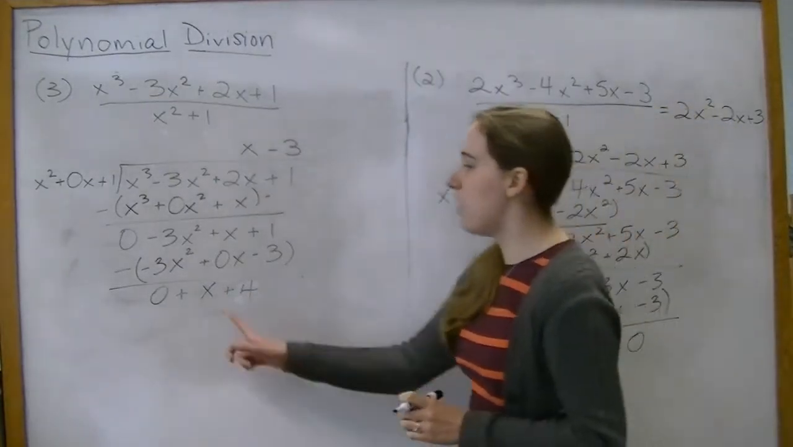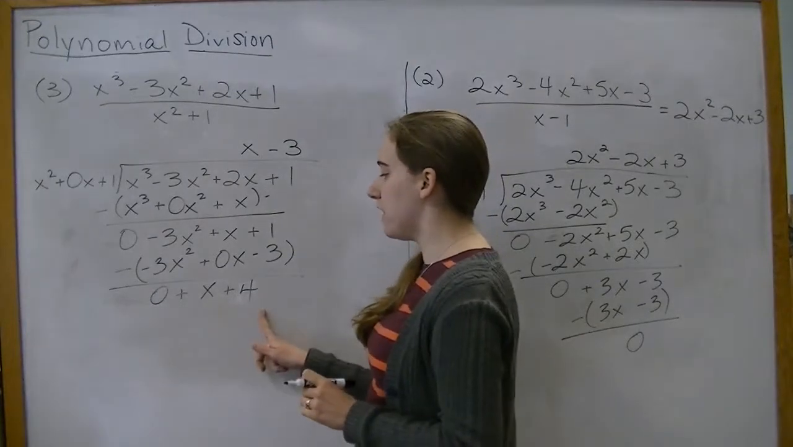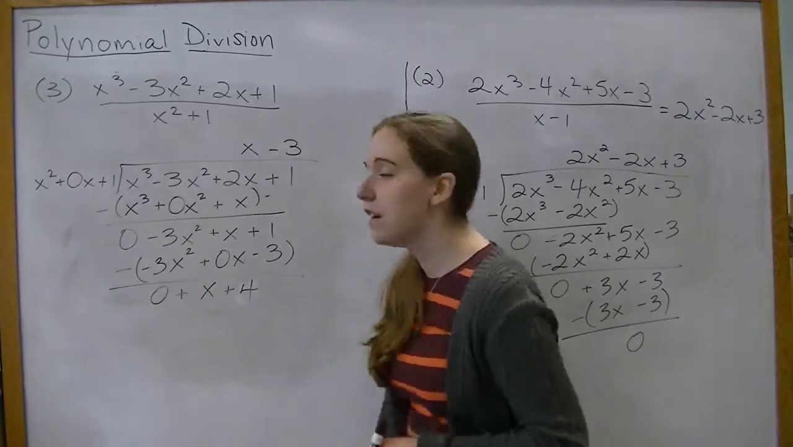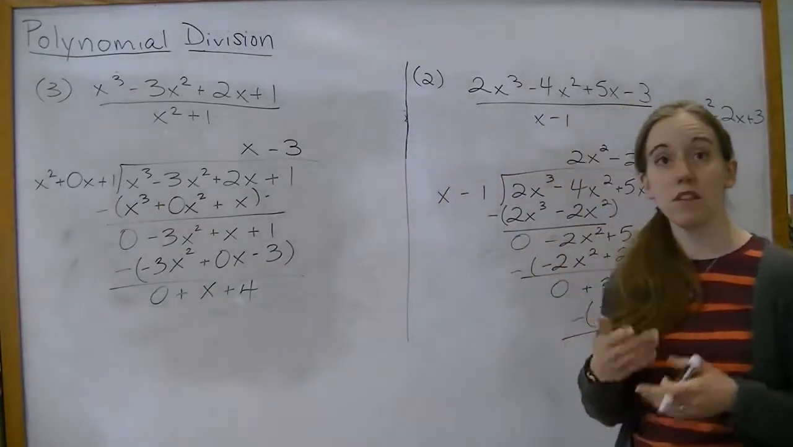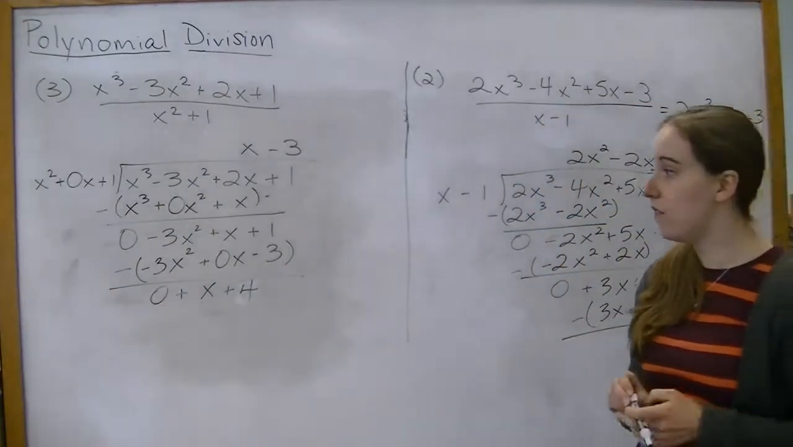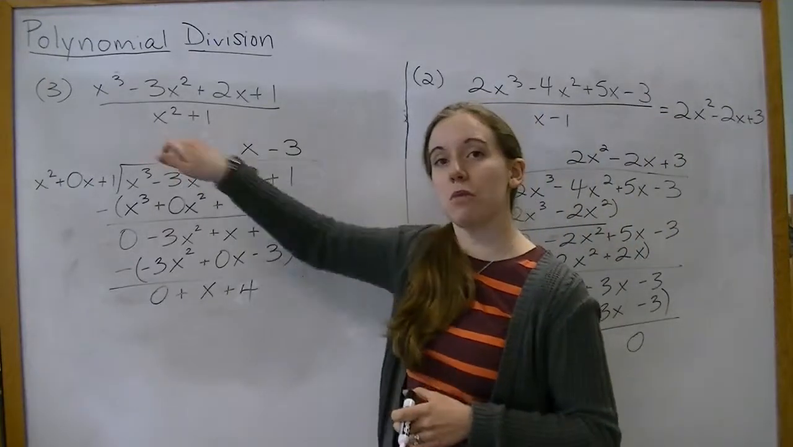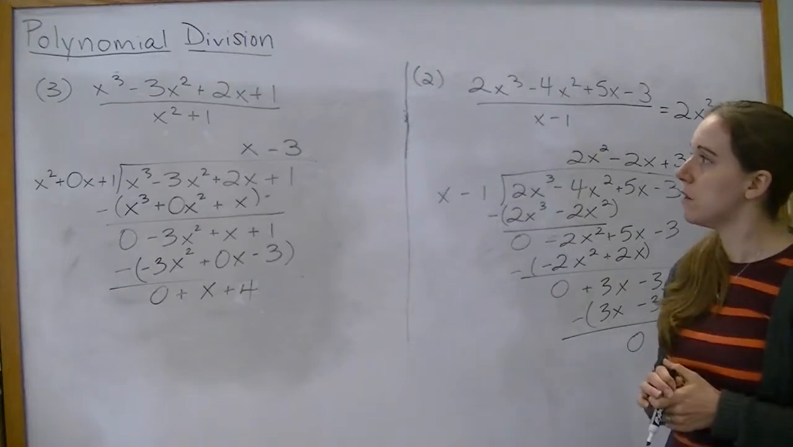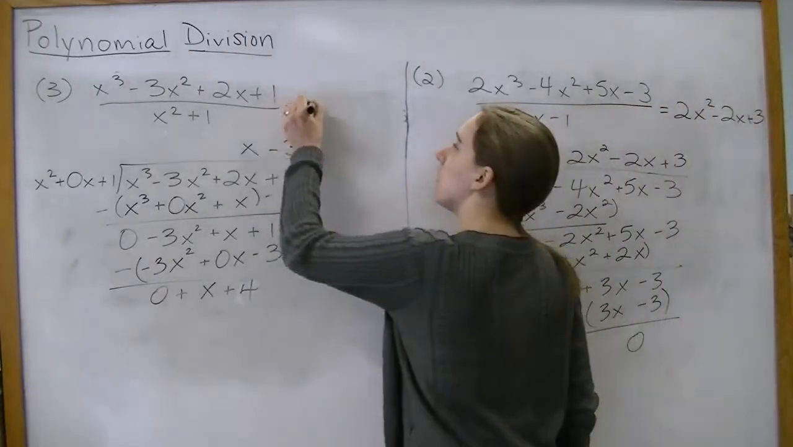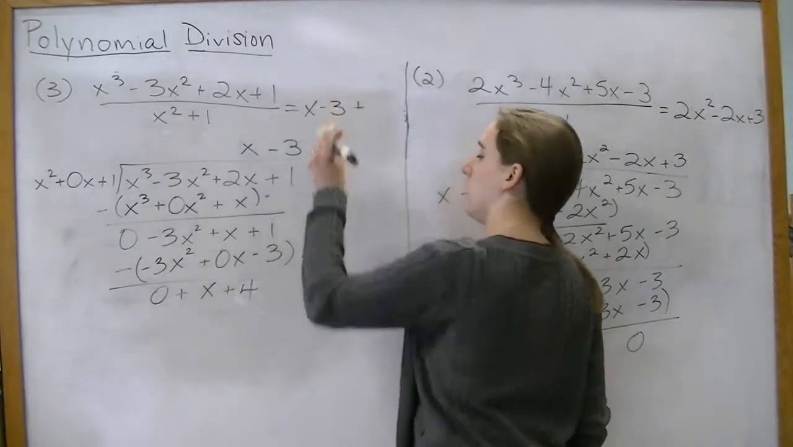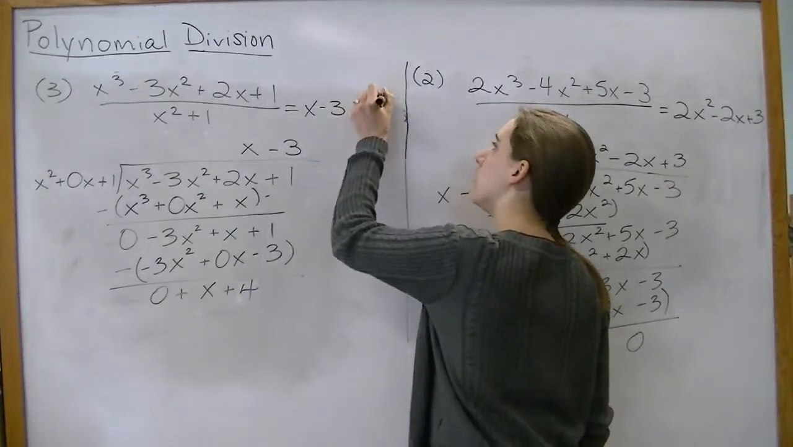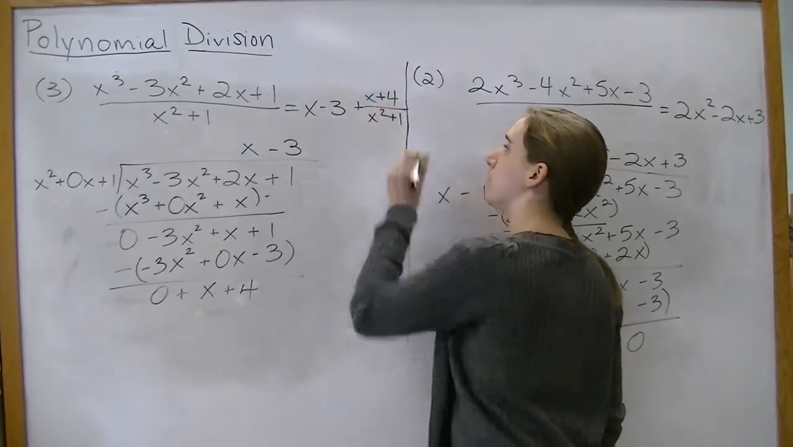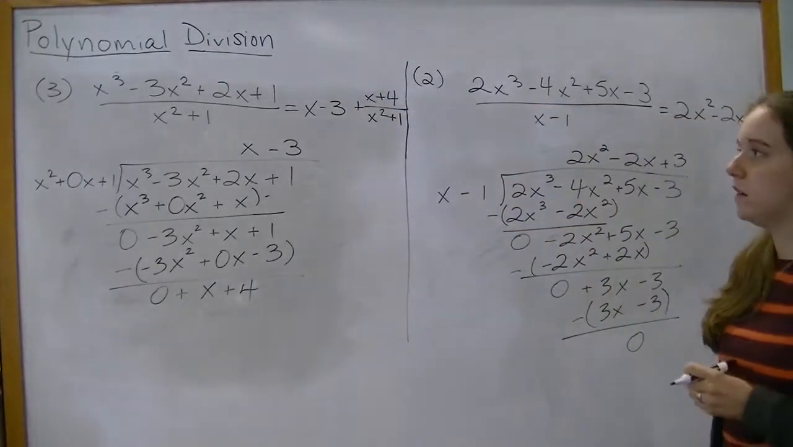So notice now my remainder, what I have left here, has a lower degree than my divisor does. That means we're done. So our remainder this time is not just a number, but actually has an x in it. And that's one of the major things that will change when we start dividing by second-degree polynomials instead of first-degree polynomials. So our answer here will be x minus 3 plus this remainder divided by the divisor. So there we go.